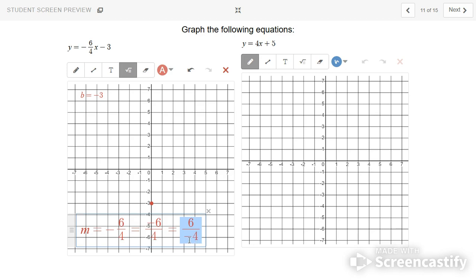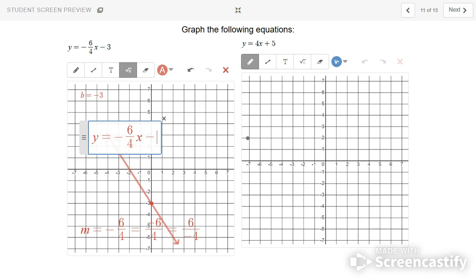We're going to go up 6 and then to the left by 4. 1, 2, 3, 4, 5, 6, and then we're going to go across by 4. 1, 2, 3, 4. We've got 2 points, and we're probably unable to find a third because it would be off our graph. So let's just connect these 2 points. And we can label our equation. y = -6/4x - 3.